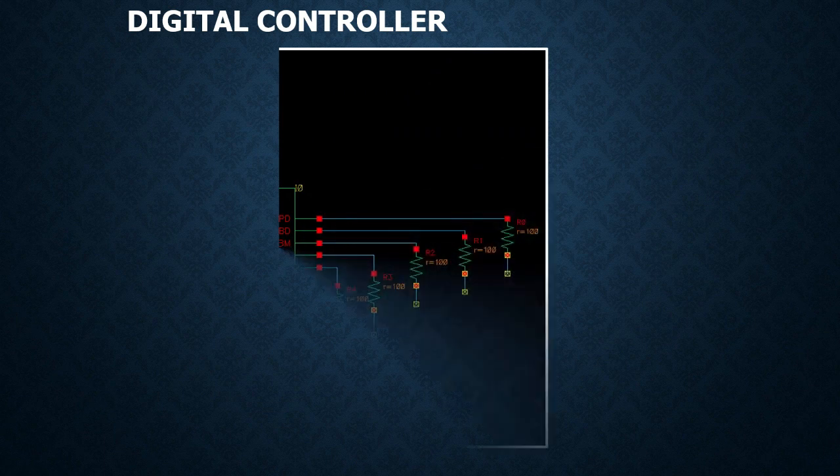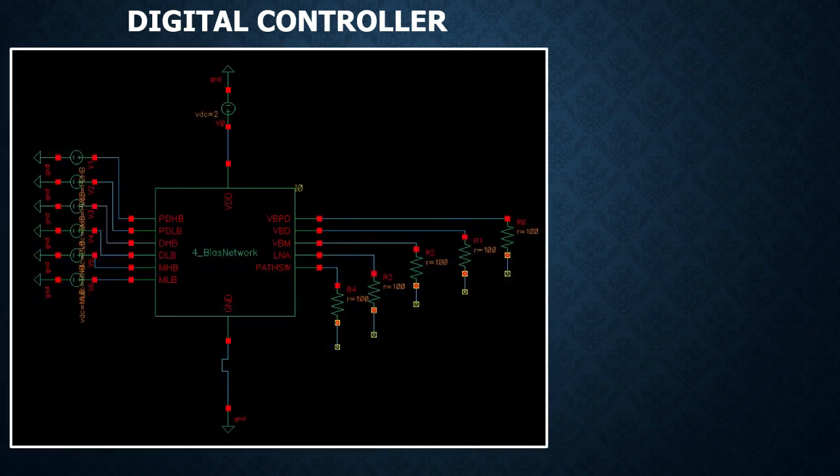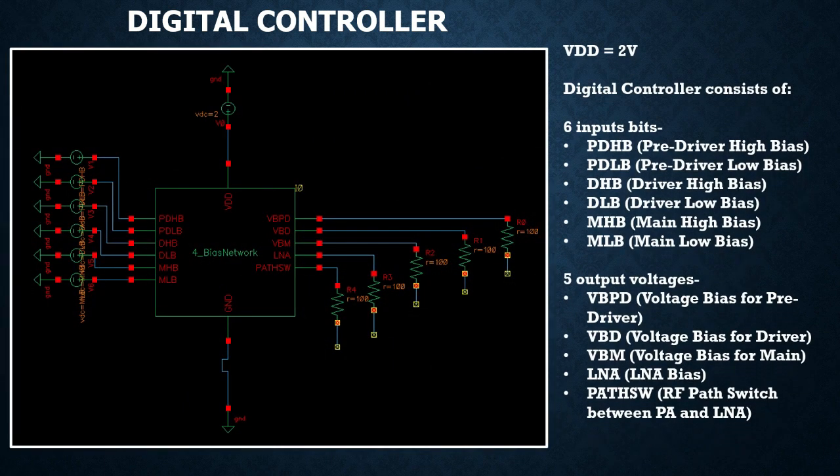Here comes our proposed solution. We replace the duplexer with a CMOS digital controller. The digital controller consists of 6 input bits and 5 output voltages.